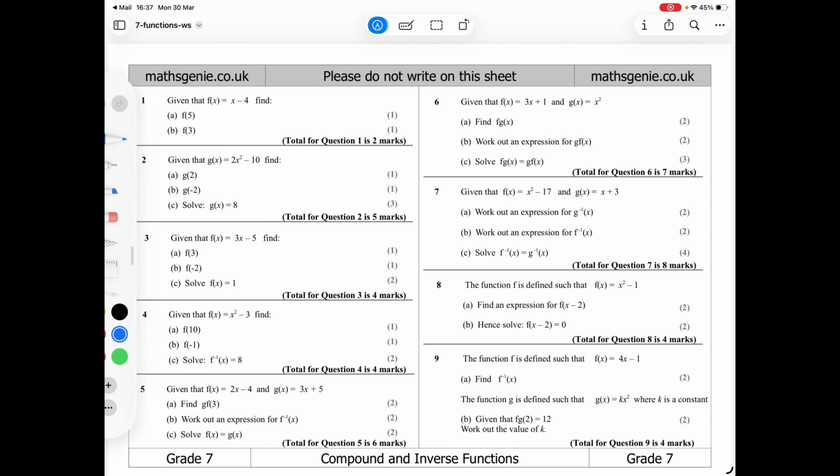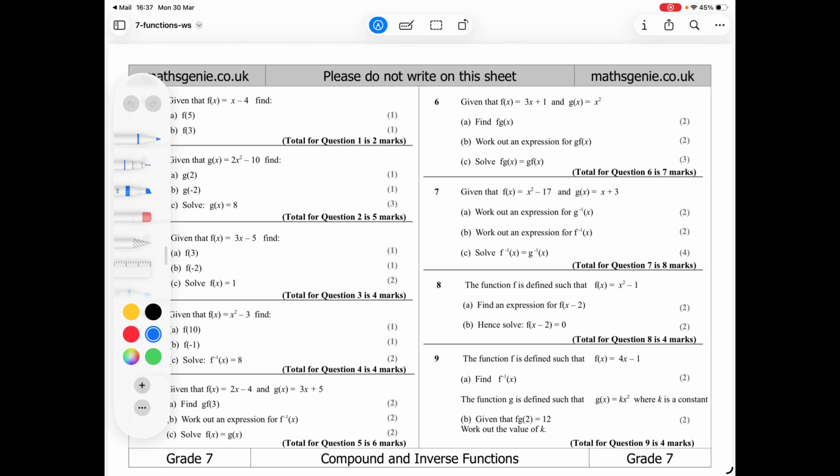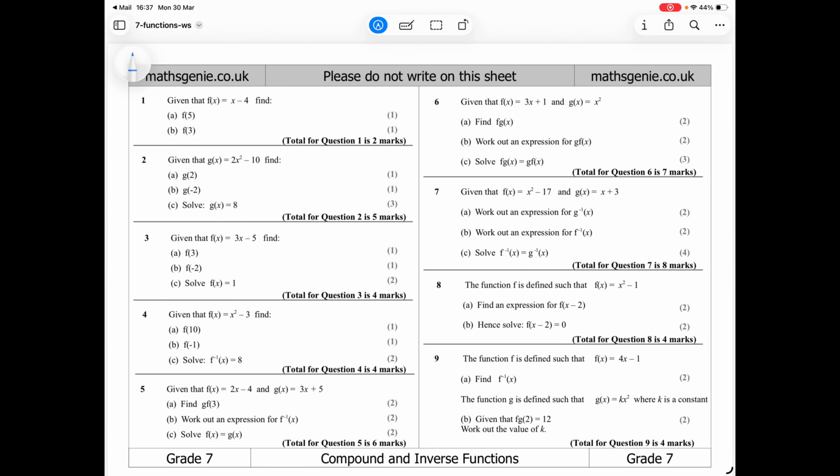I thought I'd just do a little bit on functions. Given that f of x equals x minus 4, find f of 5. This means if the 5 is where the x was, you put the 5 into there. So we say 5 minus 4 equals 1. And if we put the 3 in, we'd say 3 minus 4 equals minus 1. So yeah, that's not terribly difficult.